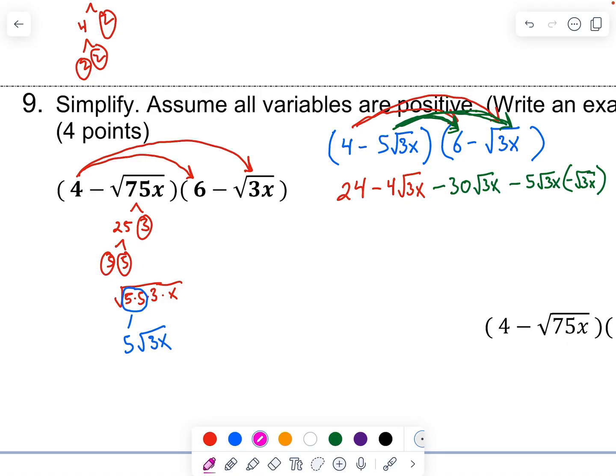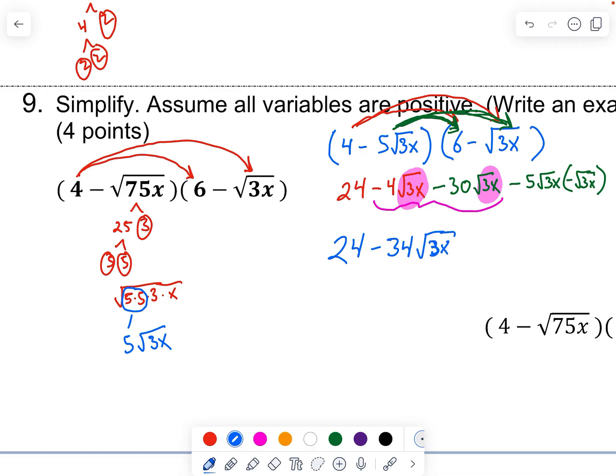Let's simplify some stuff here. I see I have like terms right here. I've got negative 4 of the square roots of 3x minus another 30 of the square roots of 3x. So that is going to give me 24, and negative 4 minus another 30 is going to give me negative 34 of those square roots of 3x.